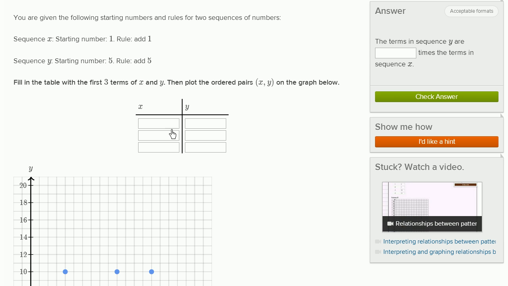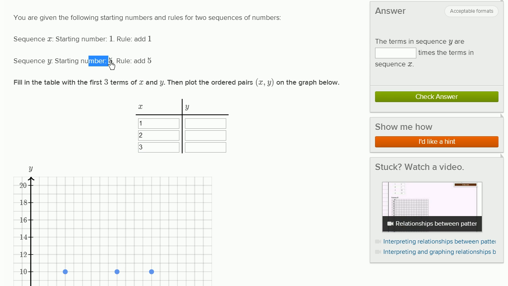So let's see, sequence x. They say the starting number should be 1. So the starting number is 1. And then the rule, to get to the next number, you just add 1. So 1 plus 1 is 2. 2 plus 1 is 3. Fairly straightforward. Now let's look at sequence y.